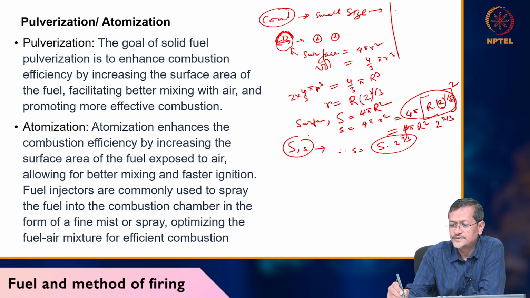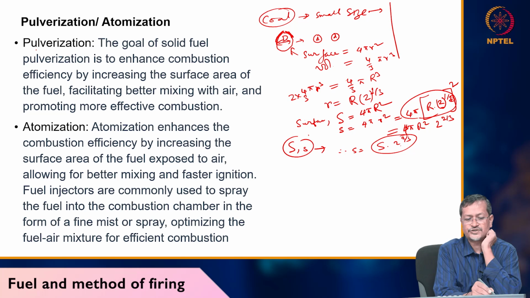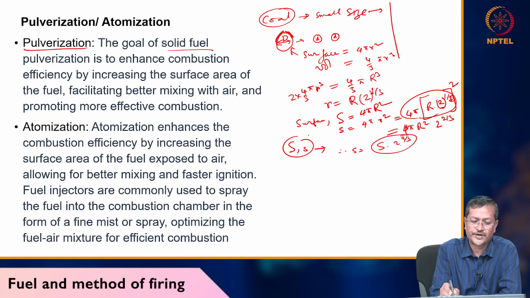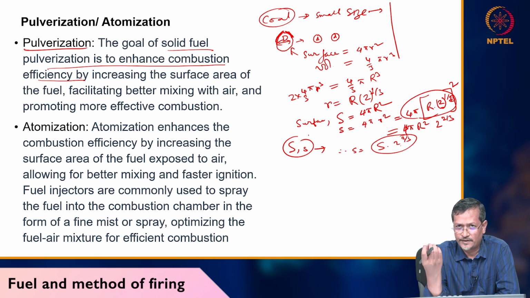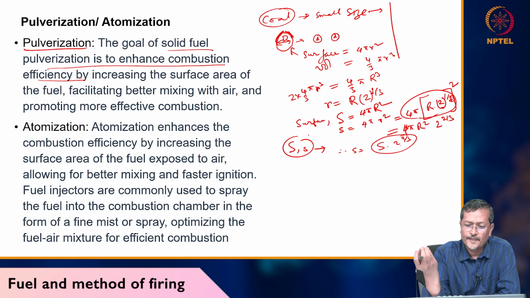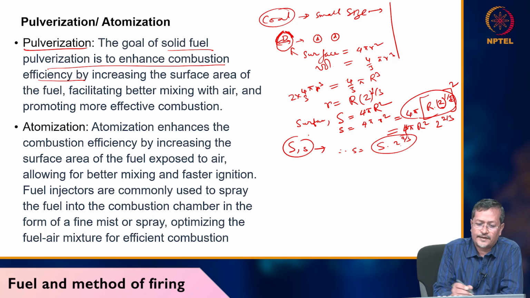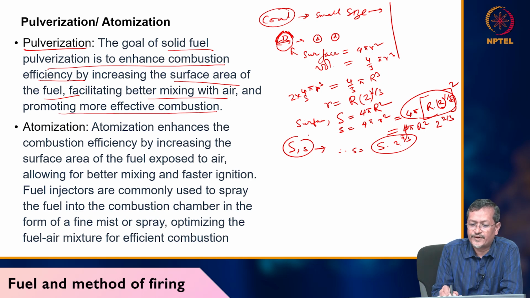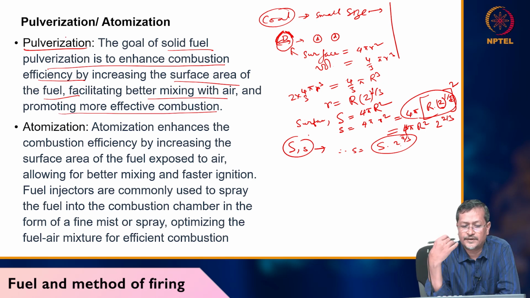So smaller particle means pulverization, you can see this definition. The goal of solid fuel pulverization is to enhance combustion efficiency. Combustion efficiency means the particle burns quickly and reacts with oxygen, and there is less possibility of producing carbon monoxide or ash, because it is getting proper oxygen, properly heated up, and complete combustion is possible. Surface area increases, facilitating better mixing with air and promoting more effective combustion. This is the purpose of pulverization.